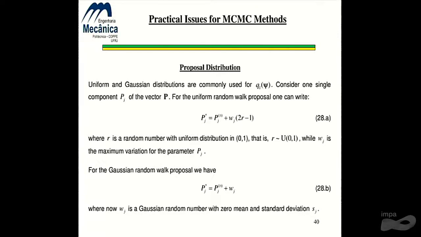Alternatively, we can also use a Gaussian random walk proposal, where we simply add to pj at state t a random number that comes from a Gaussian distribution with a 0 mean and some standard deviation Sj. These are very easily implemented, and we can implement them independently for each parameter pj, but this is very simple.